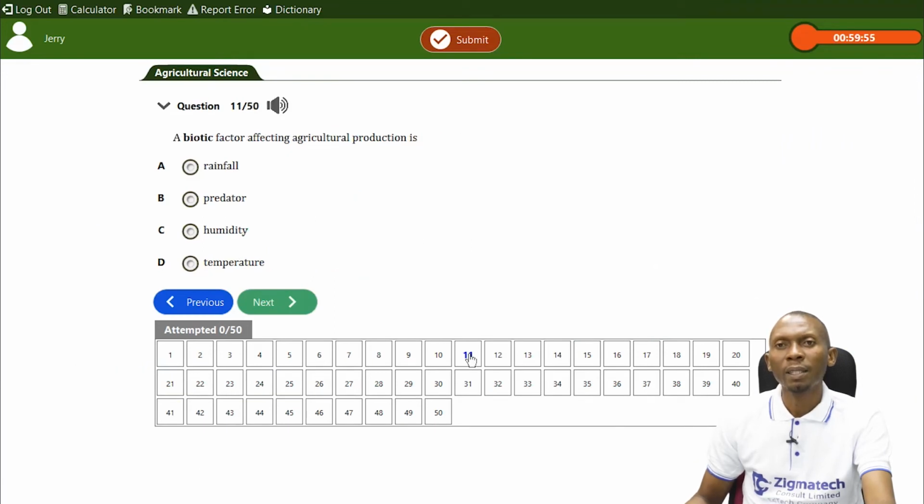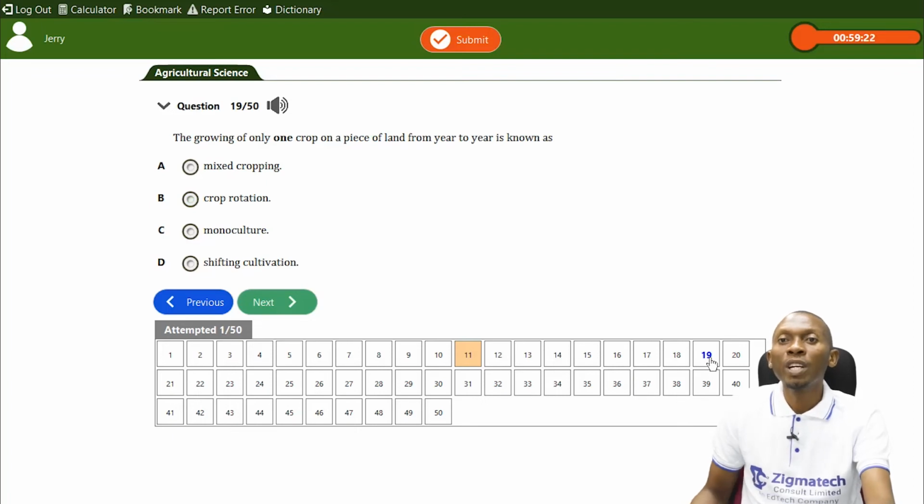this question says, a biotic factor affecting agricultural production is A, rainfall, B, predator, C, humidity, D, temperature. The answer should be predator. That has to do with the living factor, the living components. The others are non-living.